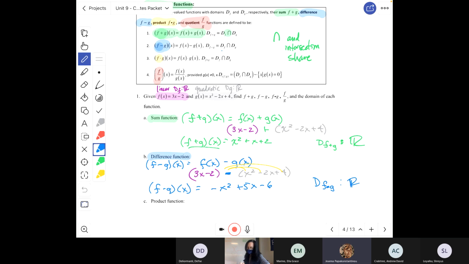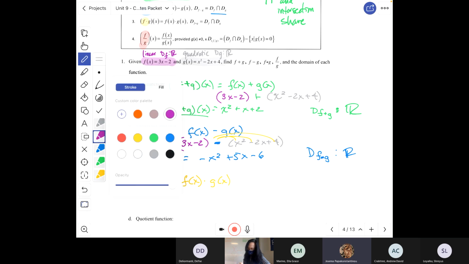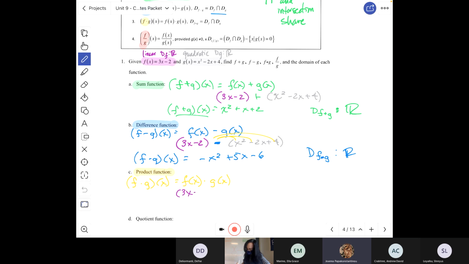Okay, let's talk about what happens when I am multiplying. I'm taking the product of two functions. So in this case, you are being asked to find the product. So it can be written as f times g of x, or separated as f of x times g of x. F of x, again, we said was 3x minus 2. This is times g of x, which is x squared minus 2x plus 4.